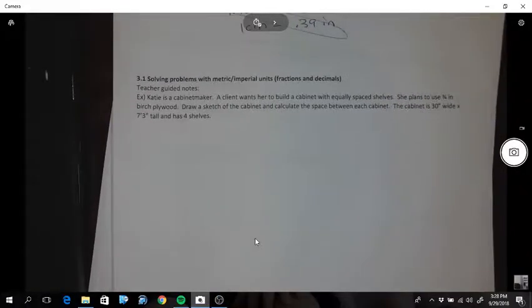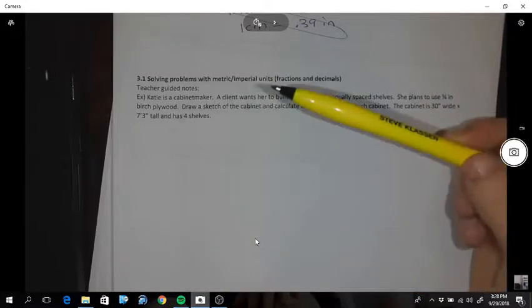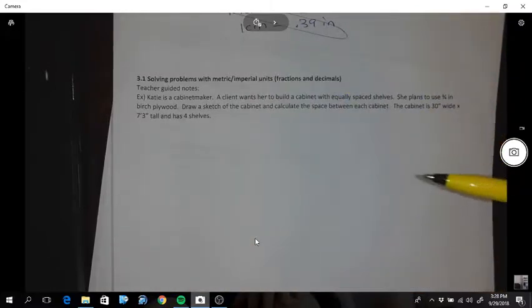Okay, lesson 3.1 today is solving problems with metric and imperial units, and we're going to be dealing with a lot of fractions and decimals in this unit. Example 1. Katie is a cabinet maker. A client wants to build a cabinet with equally spaced shelves. She plans to use 3/4 inch plywood, and we're going to draw a picture of what this cabinet looks like, and we're going to have to calculate the space that she's going to put between each shelf.